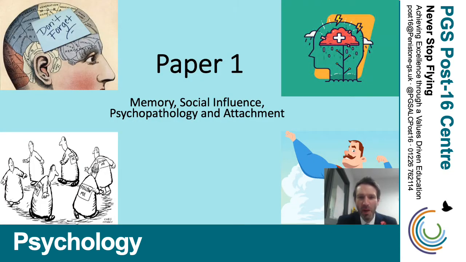So, what's on paper 1? Studying paper 1, you'll study memory, social influence, psychopathology and attachment. This will give you a basis of understanding to help you to go into some of the other areas in detail. Most of these areas are fairly straightforward. Psychopathology might be the one that you might not be sure about. Psychopathology is probably what many of you think psychology is, the study of mental illness.